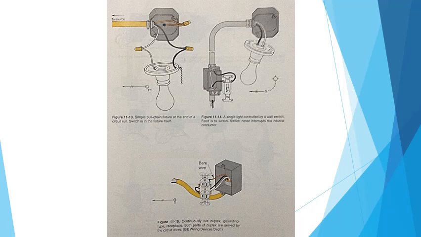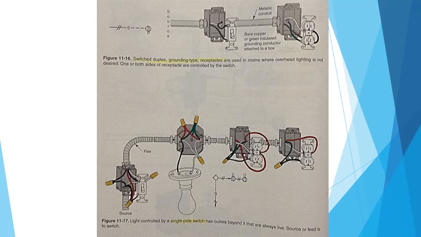Figure 11-15, a continuously live duplex grounding type receptacle. Both parts of the duplex are served by the circuit wires. 11-16 Top, a switched duplex grounding type receptacle is used in rooms where overhead lighting is not desired. One or both sides of the receptacle are controlled by the switch.